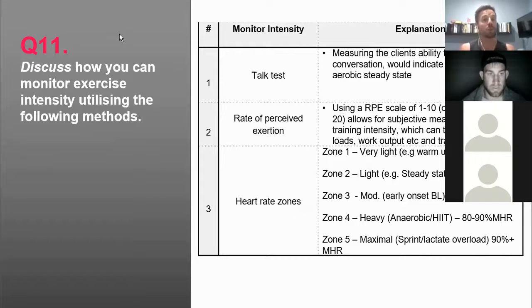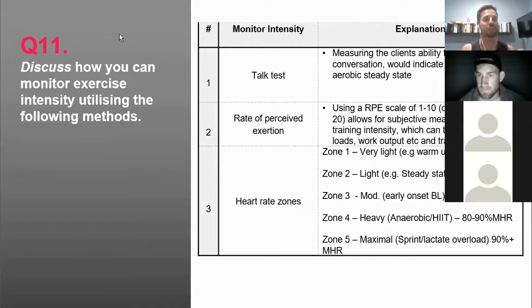Then the third one is heart rate zones. If you are tracking clients' heart rates through chest straps, through Apple Watches, however, you've got 5 specific training zones. You can go into a lot more detail about this, but you can see what they are. That all kind of makes sense. They're all based on a percentage of a client's maximum heart rate. And they're probably also similar to RPE.